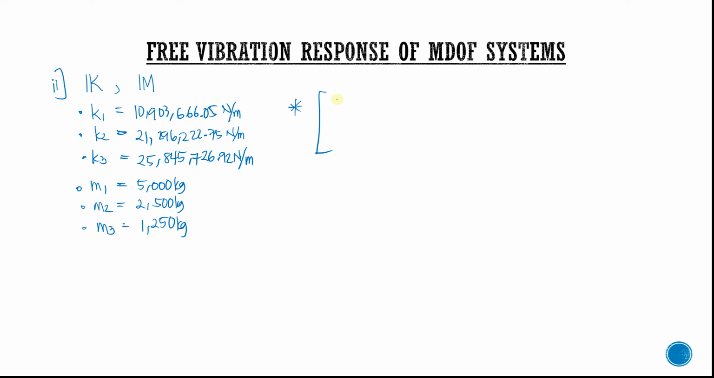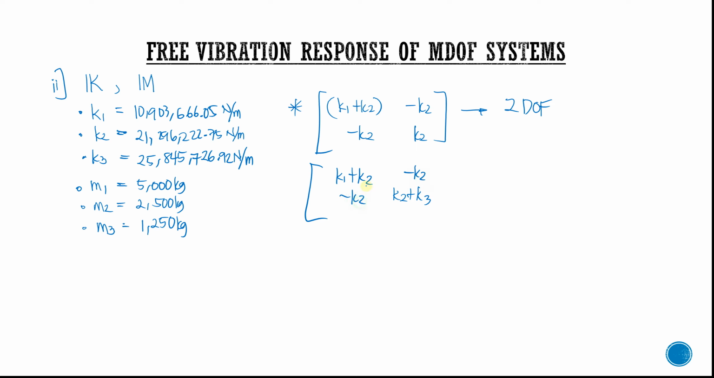Now, in the stiffness matrix, we have a pattern. Remember, we have K1 plus K2, negative K2, negative K2, and K2. This is for the 2DOF system that we have previously calculated. Now, what will happen for a 3DOF, 4DOF, so on and so forth? The pattern will become, we have here, the diagonals will have this one. So, we have the negative K2 and then also the negative K2. And then here we have the negative K3 and then the negative K3 and then the K3. This is for the 3DOF system, which is similar to our example.